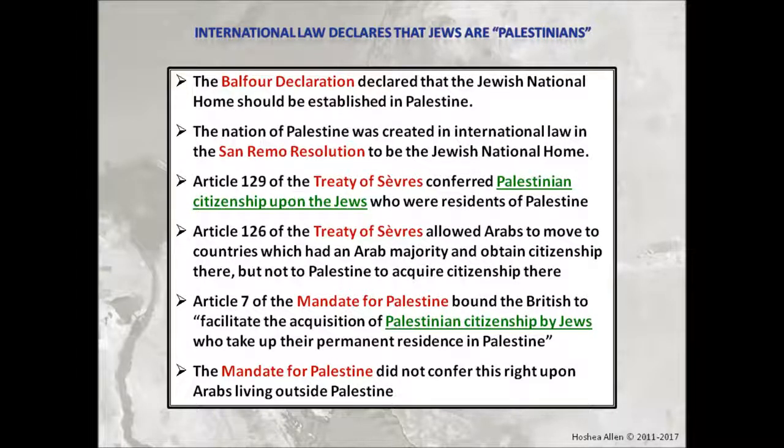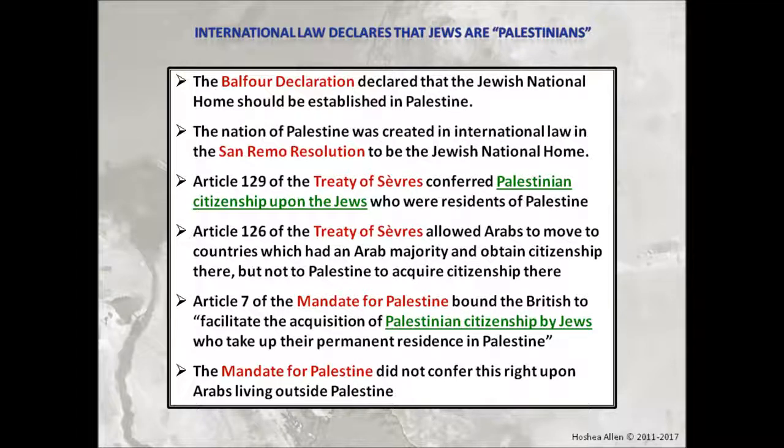It declared that the Jewish national home should be established in Palestine. Second, Palestine was created in international law in the San Remo Resolution of April 24th-25th, 1920, to be the Jewish national home. Now, basic common sense would dictate that just as citizens of Canada are called Canadians, or citizens of Brazil are called Brazilians, the citizens of Palestine should be called Palestinians? But that would mean the Jews, right?